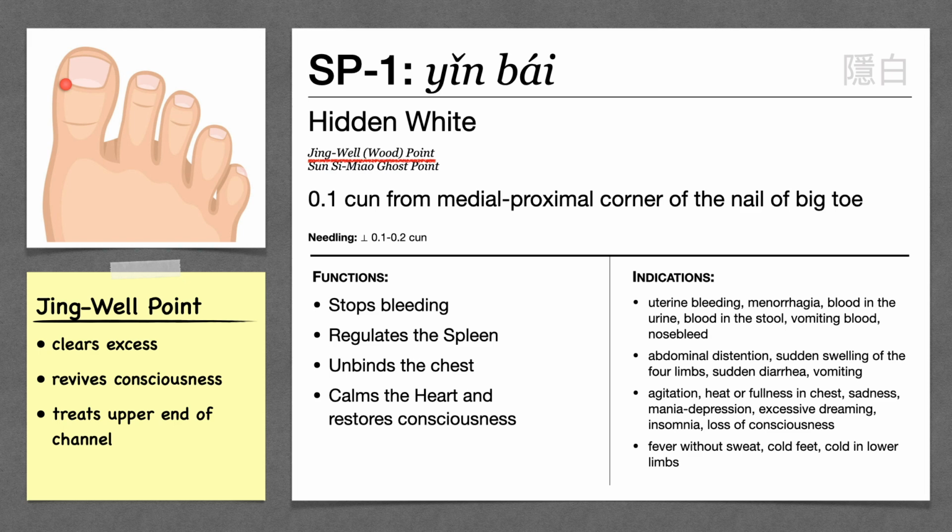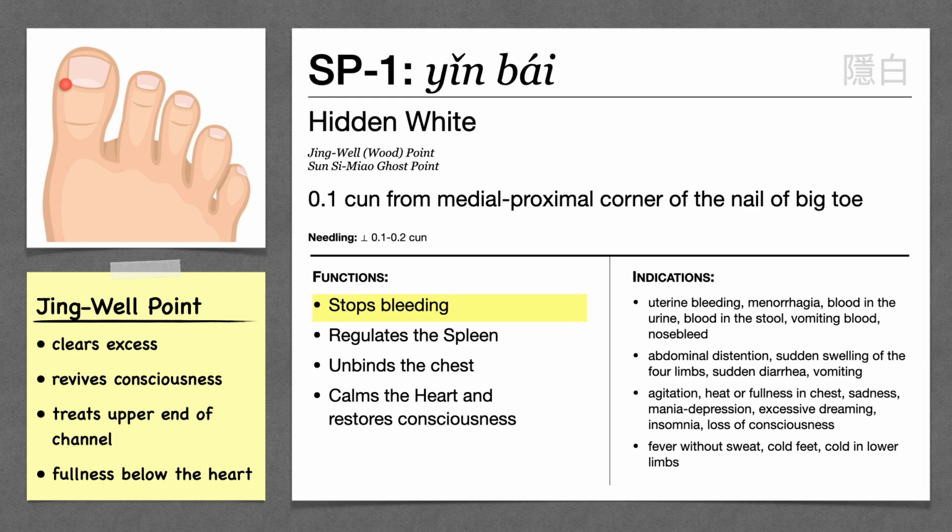Jing well points treat the upper end of the channel, which in this case is the chest, and Jing well points are indicated for fullness below the heart, which in this case is also the chest. So those are all things that we expect from a Jing well point, but what really makes spleen 1 stand out is its ability to stop bleeding.